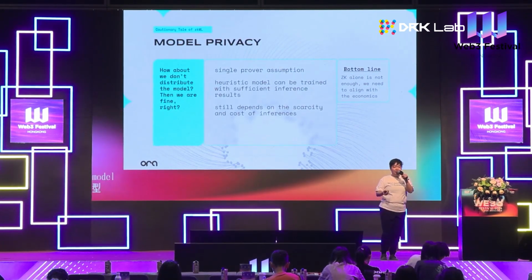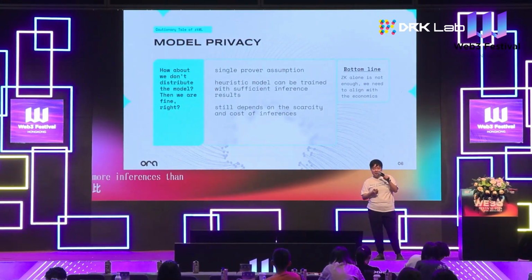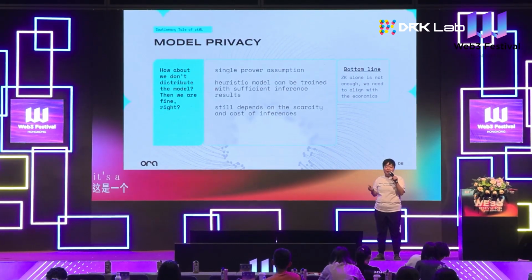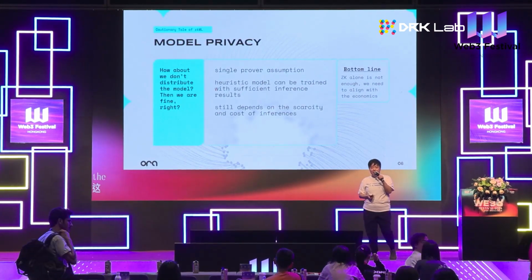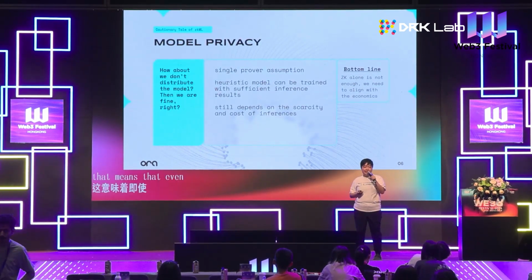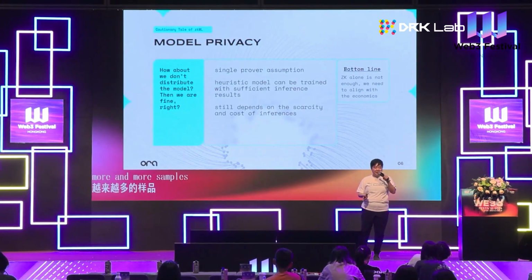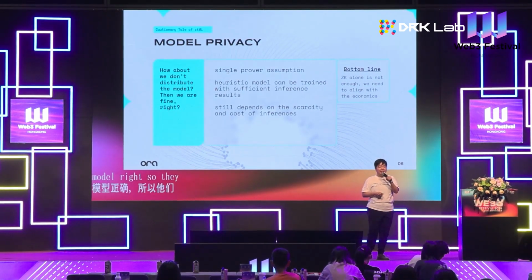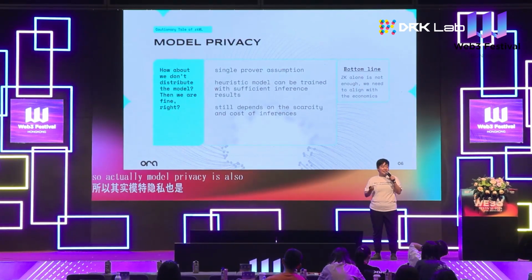But let's say we're only doing a very small model, like thousands of parameters or tens of thousands of parameters. Essentially, what one can do is make more inferences than the parameters that you have in your model. It's a degree of freedom, for those who are familiar with statistics. As long as I make enough inferences, I can basically infer all the parameters in your model, and that actually breaks the model privacy. So even with zkML, as your service lasts and you provide more and more service, more and more samples for people to train on, they can essentially reconstruct what we usually call a heuristic model. They can train a model that acts very similar to yours. So actually, model privacy is also not really a guarantee from zkML.